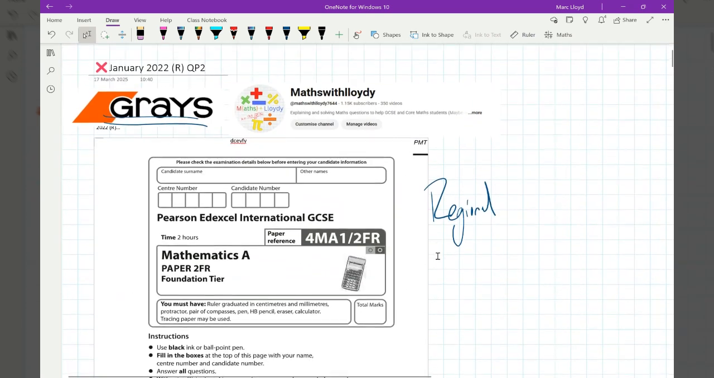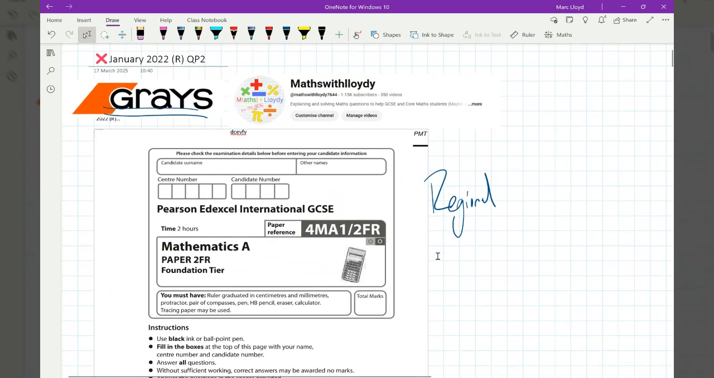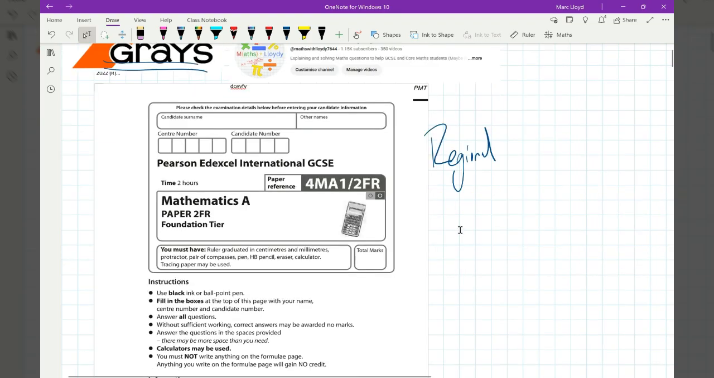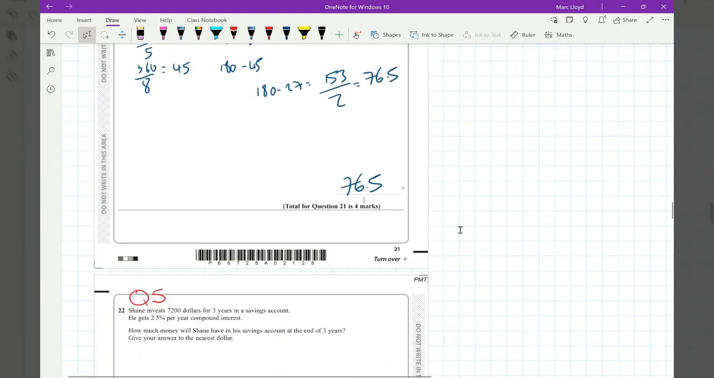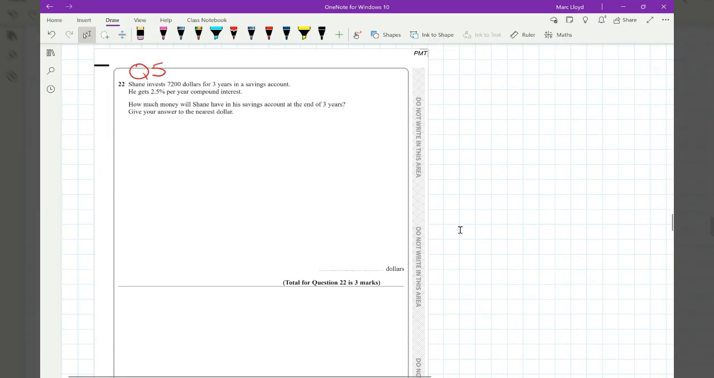Hi there, welcome back to Project Crossover, part 2 of the 2022 January paper, the regional one. And we're going down to question 5 on the higher, which is also question 22 on the foundation.